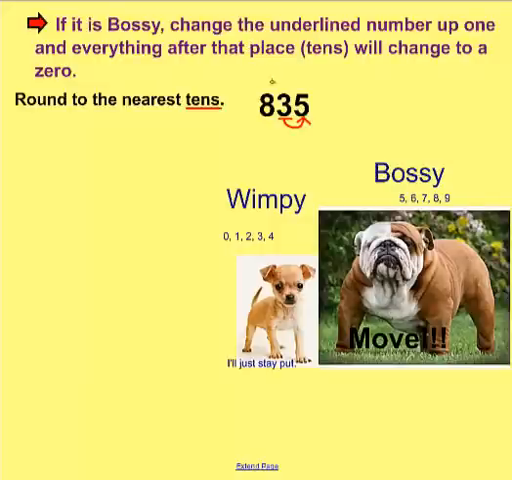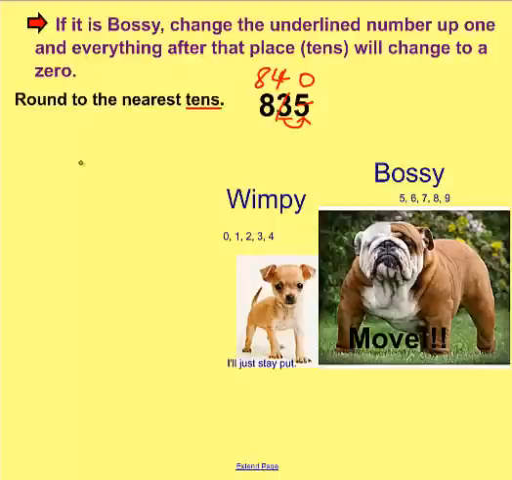If it is bossy, change the underlined number, in this case the 3, up 1, and everything after that place will change to a 0. So the underlined number, if the number to the right of it is bossy, it's going to boss this guy to move. So it's going to go up to a 4. Oops, that doesn't look like a 4. And everything behind it turns to a 0. And then you retain the numbers in front, so you move that number up top.